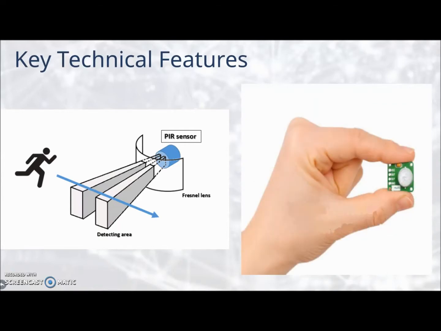The term passive in PIR refers to the fact that the sensor does not actively radiate any energy or infrared, but rather detects it within a specific range. A single PIR sensor can reach up to 10 meters at an angle of 15 degrees.